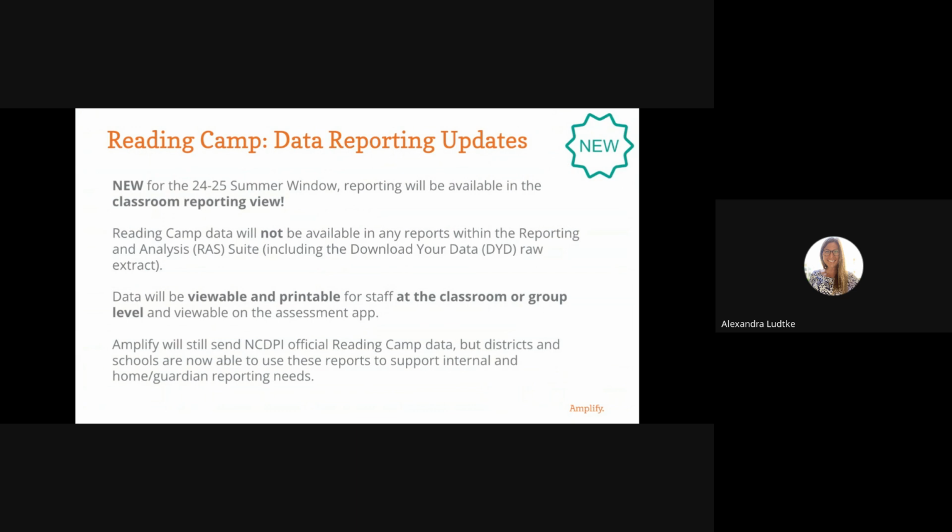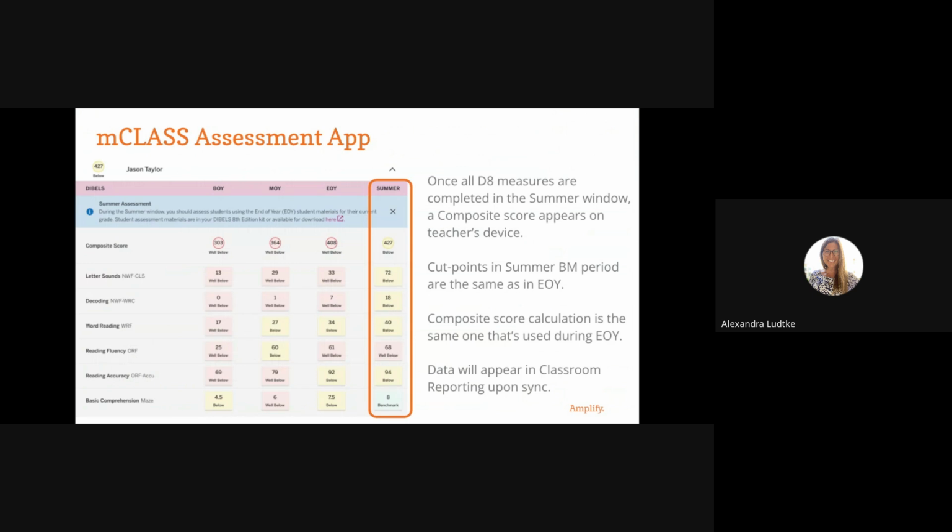Amplify will still send NCDPI official reading camp data. We send that 4 times a year throughout the summer, but districts and schools are now able to use these new reports to support any of that internal or home guardian reporting needs. So again, this is what we've had every year so far on the teacher device. They will still see all the student data. Just like before, once all of those measures are complete, the composite score will populate. Again, the composite score calculation is the same that is used at EOY.